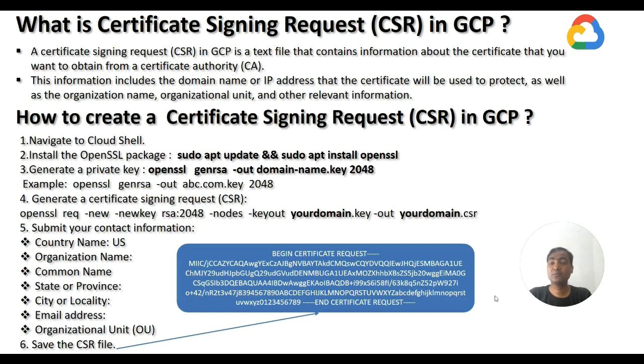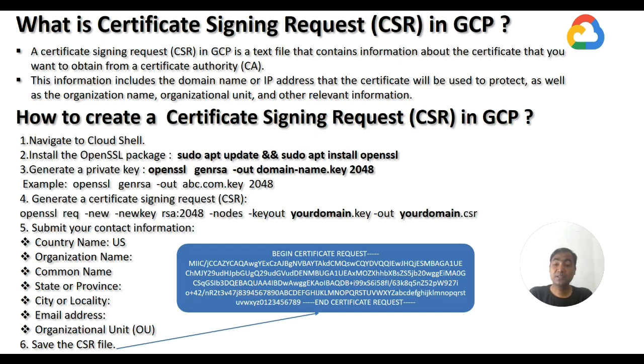First of all, you should navigate to Cloud Shell, then install the OpenSSL package, then generate a private key, and generate the CSR using the private key. Then enter all the information as I mentioned here, like common name, organization, organization unit, and country. The country is the 2-letter code of the country where your organization is located. For example, for US, you enter U and S.